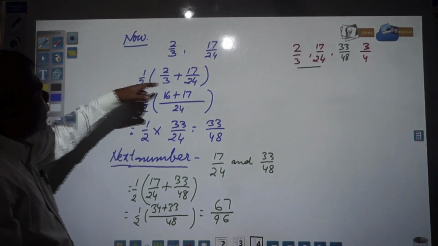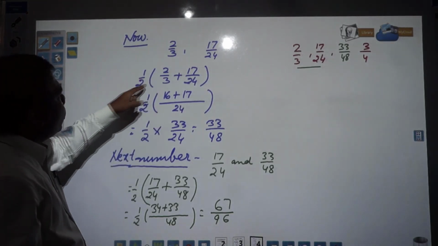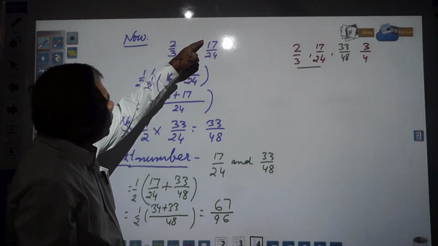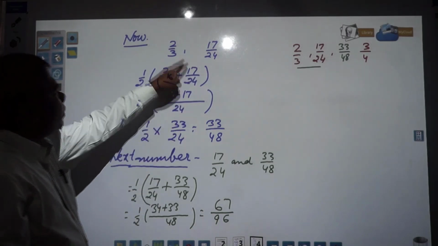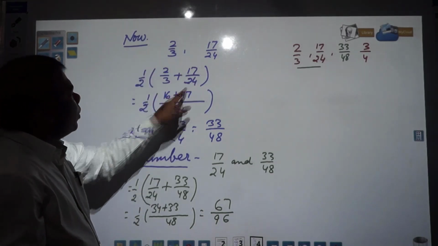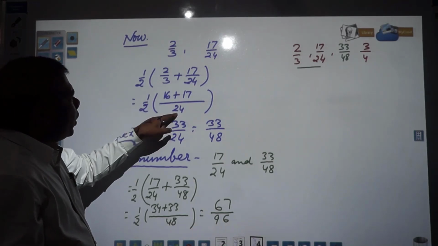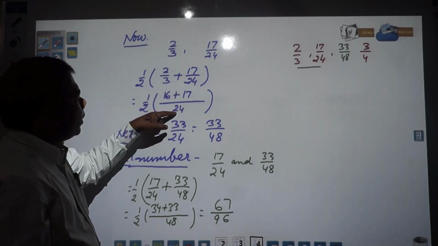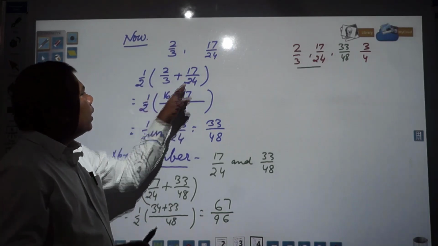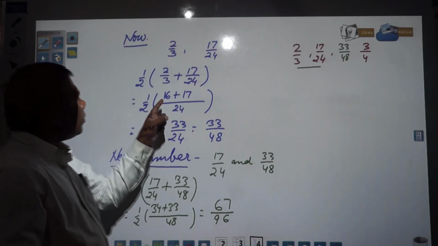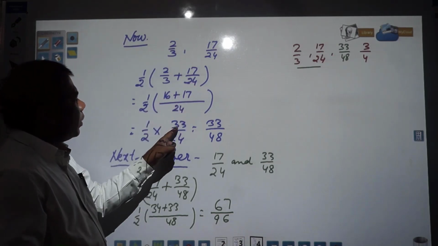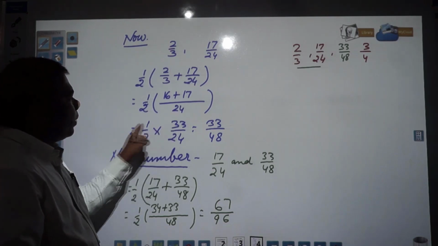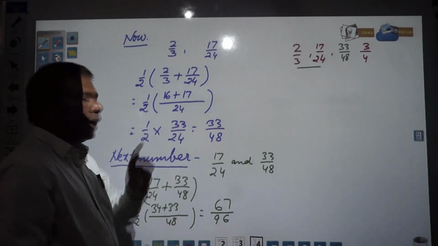So what we will do, the same formula will be applied: 1/2 (x + y). In place of x you have now 2/3 and in place of y you have 17/24. Just fractional addition is there. LCM will be 24. 3 8s are 24 and 8 2s are 16, plus 24 divided by 24 you will get 1, and 1 into 17 is equal to 17. 16 plus 17 is equal to 33 divided by 24, into 1/2. You multiply, you got 33/48.